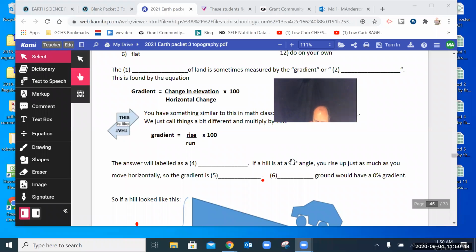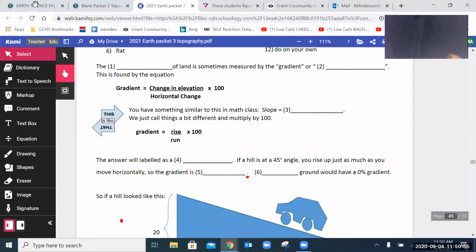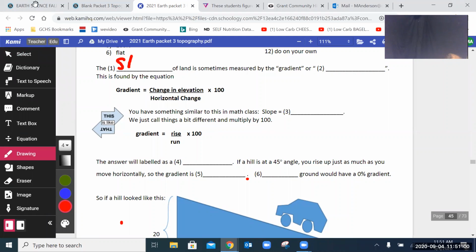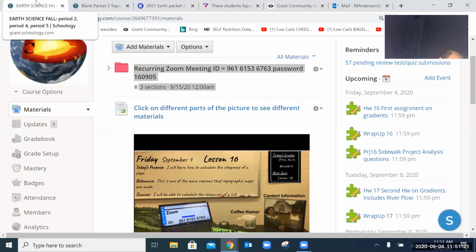Okay, line number 1. The steepness of the land is sometimes referred to as gradient or grade. This is found by the equation: the gradient equals the change in elevation divided by the horizontal change, times 100.